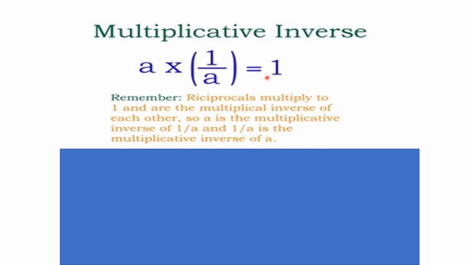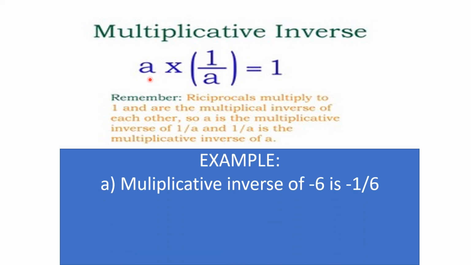Now multiplicative inverse. Multiplicative inverse means reciprocal. Suppose I have any number a, the inverse of that number is 1 by a. So when I multiply these two numbers, I should get the answer 1. In the additive inverse, we got the answer 0. But in multiplicative inverse, we should get the answer 1. A number multiplied by its reciprocal will give you the answer 1. If that is the case, then you can say a is the multiplicative inverse of 1 by a. Or else we can say 1 by a is the multiplicative inverse of a.